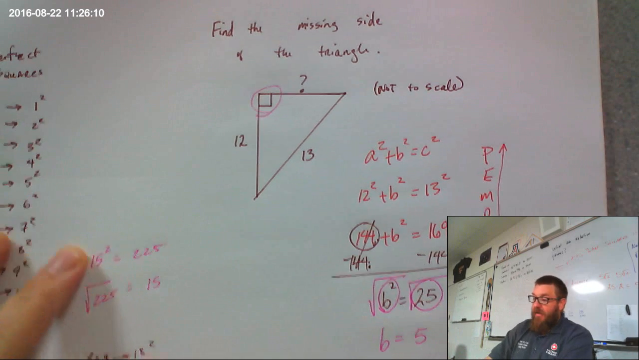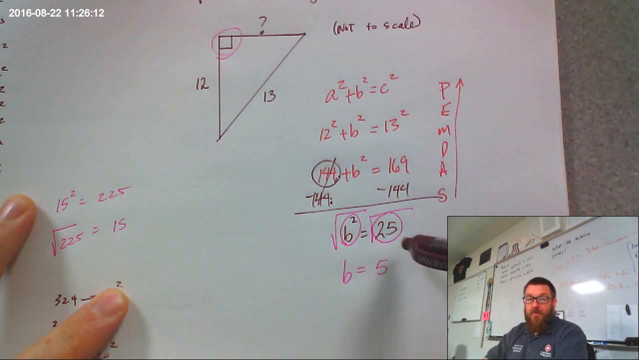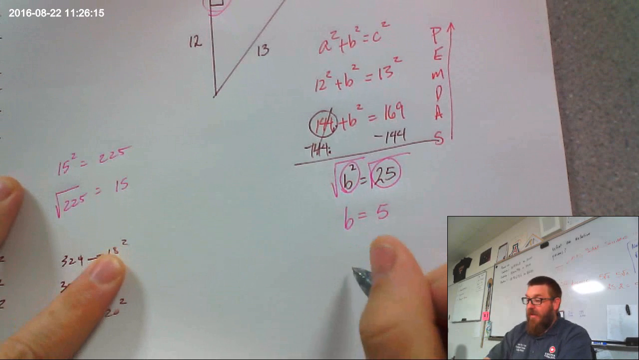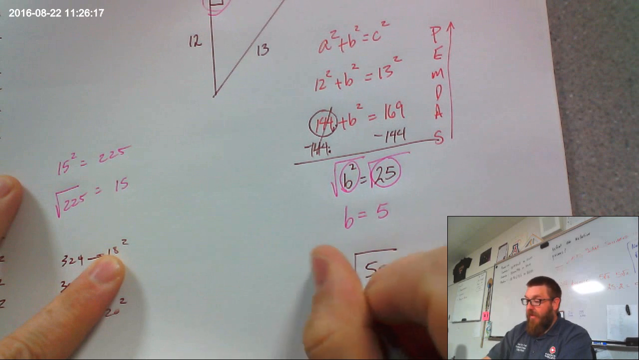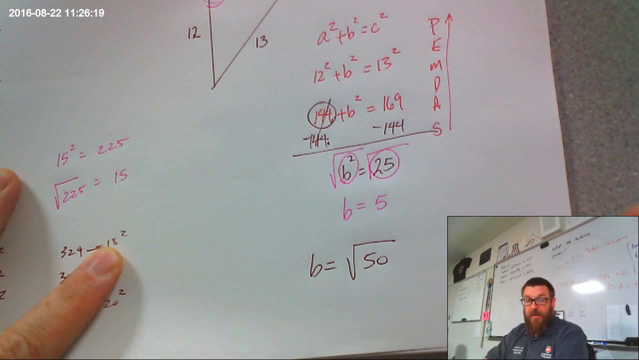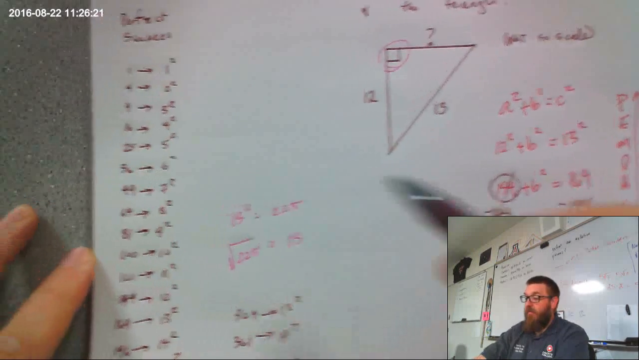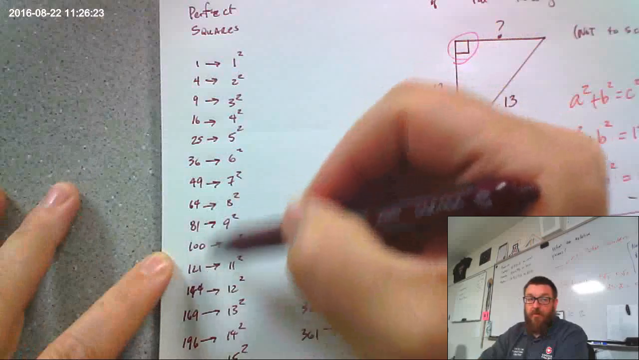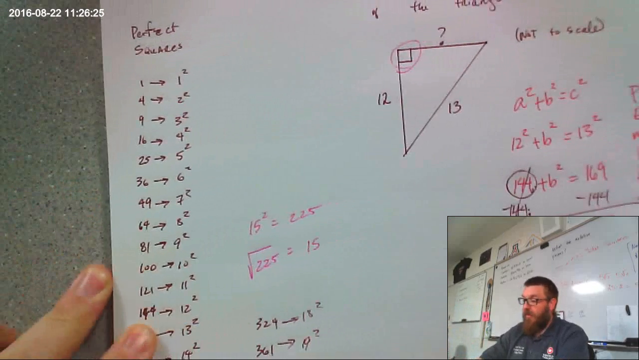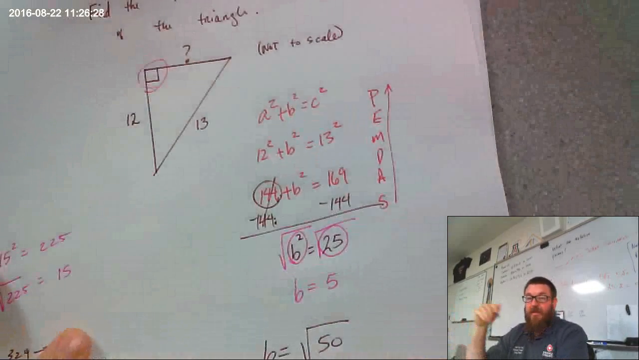Alright, now next video we'll go ahead and talk more about square roots and how you would simplify if you had something like this when you were all done. The square root of 50. Square root of 50, well, that's a problem because 50 is not on our list of perfect squares. And so we'll talk about that next time.